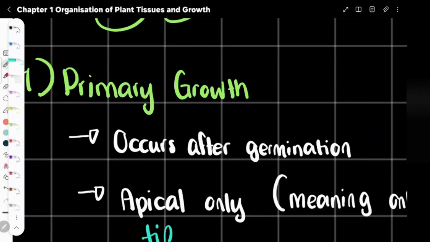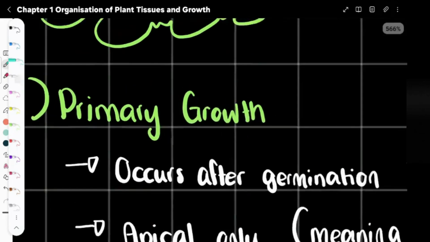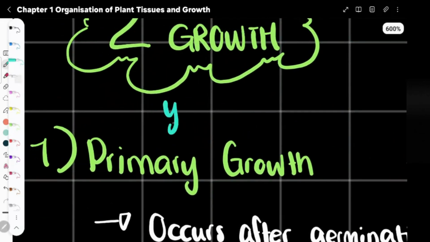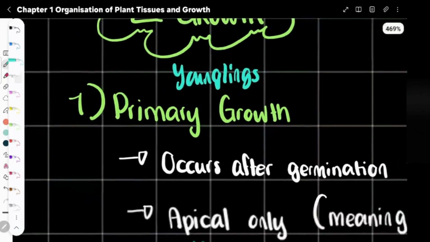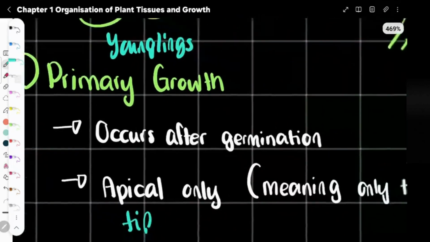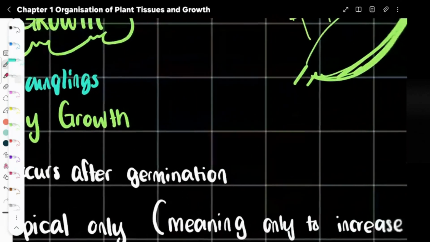That means, okay, if you use logic, if it can only happen after it gave birth, to say very simply, that means primary growth is actually only for younglings. Here's another keyword, only for younglings. So that's why early on, if you were to watch a video of plants growing, you can see it actually grows taller, faster than it grows bigger. It grows taller first and then it starts growing bigger.